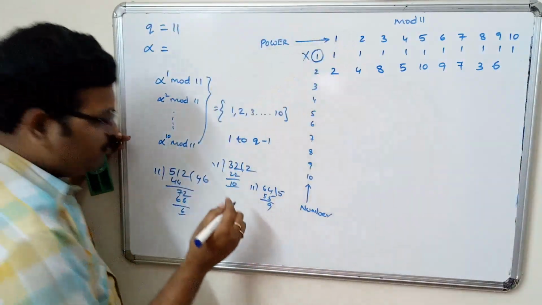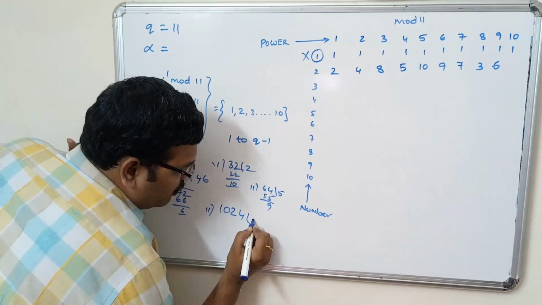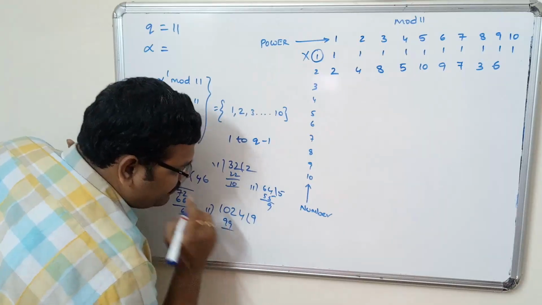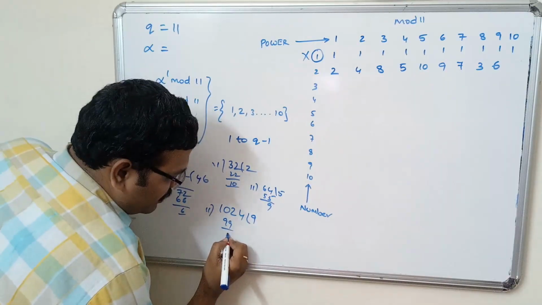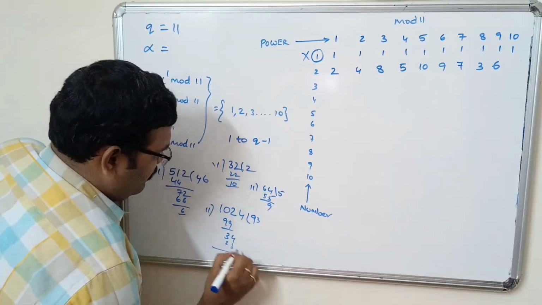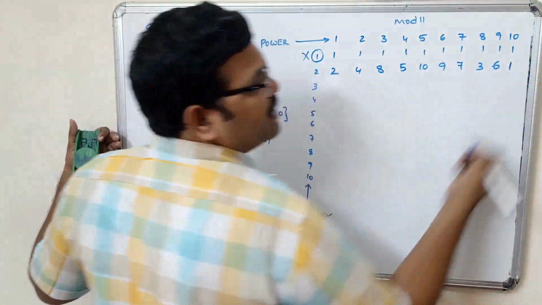Next 2 power 10, which is equal to 1024 mod 11. 11 times 93 is 1023. We got the difference 1. So 1 is the remainder.